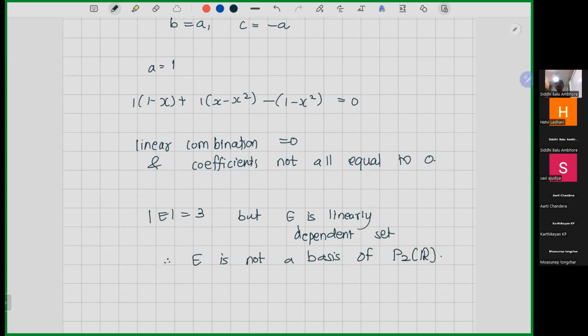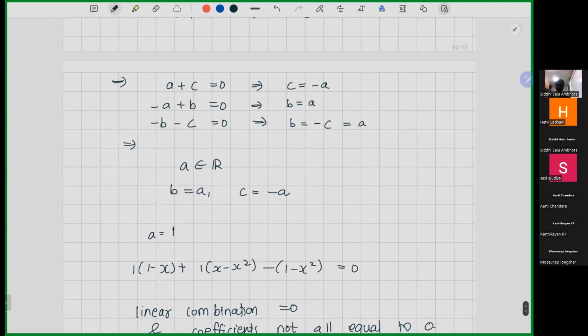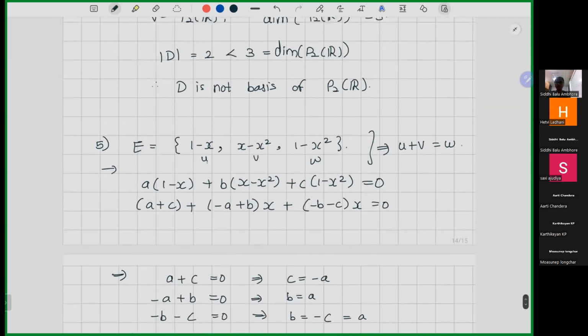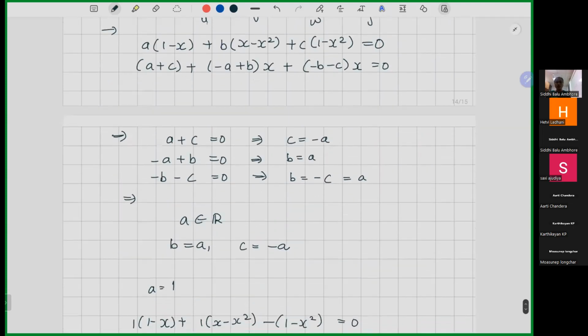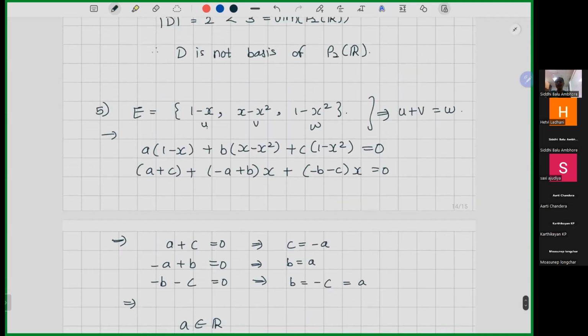Any doubt? It was a quick observation. Even if you observe initially that u plus v gives me w, that itself will tell us that this is not a linearly independent set. So once we have linear dependency, it cannot be a basis. For something to be a basis, it has to have cardinality equal to the dimension, it should be linearly independent, and it must span the entire space.